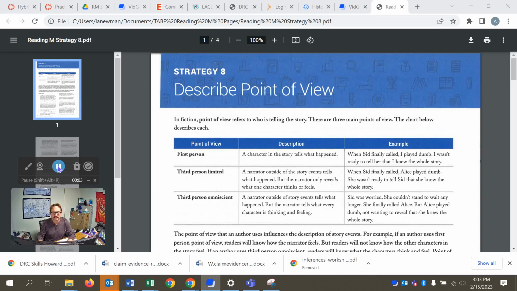We're going to tackle Strategy 8 today, which is on point of view. Make sure that you've got your paper copy of this book, TABE Reading M, or have a digital scan pulled up from here in Canvas. We are cruising right along.